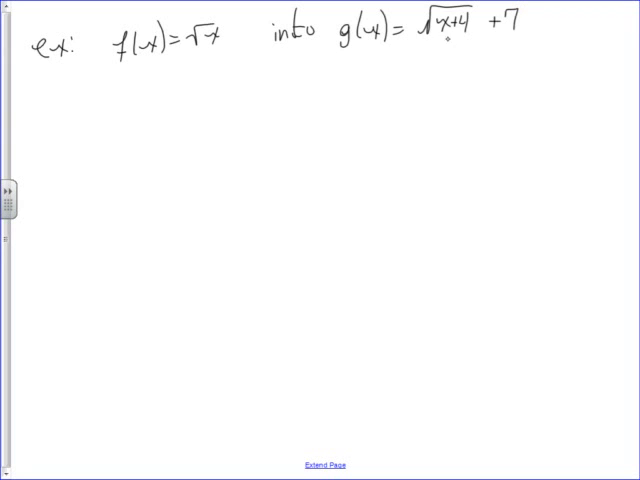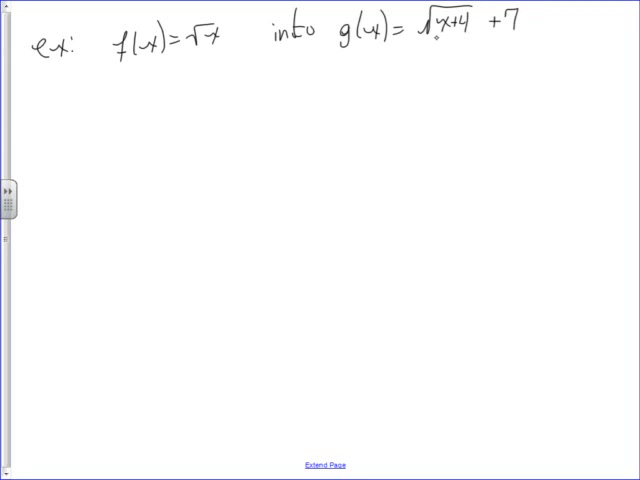Let's look at a different example. Let's describe the transformation that took place when we changed f of x equals the square root of x into g of x equals the square root of x plus 4 plus 7. Okay? So x plus 4 plus 7.